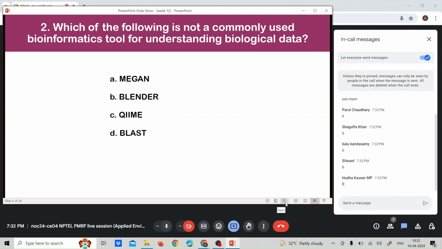Okay, very happy to see very quick responses. Which of the following is not a commonly used bioinformatics tool for understanding biological data? We have Megan, Blender, Kime, and Blast, and all of you are telling it's Blender. So let's first check out if any of you know what's Megan.